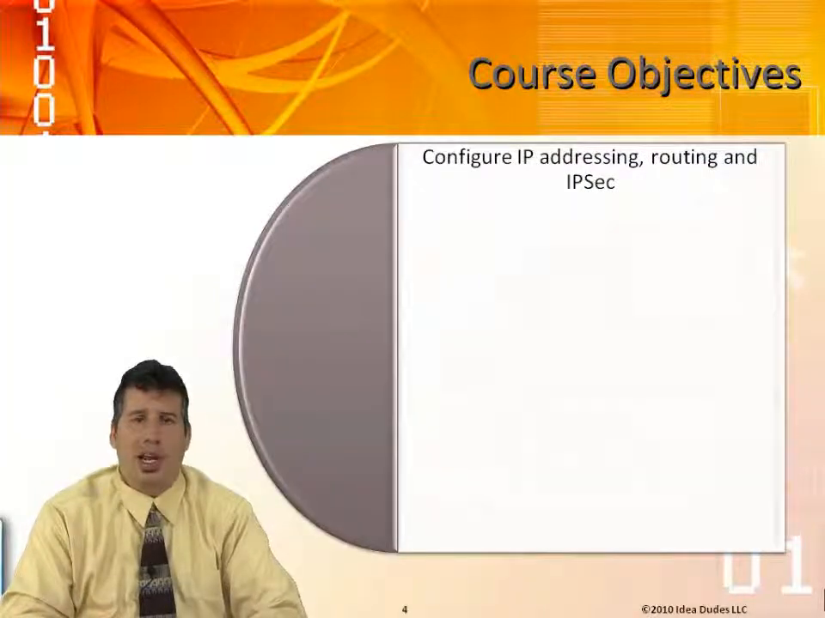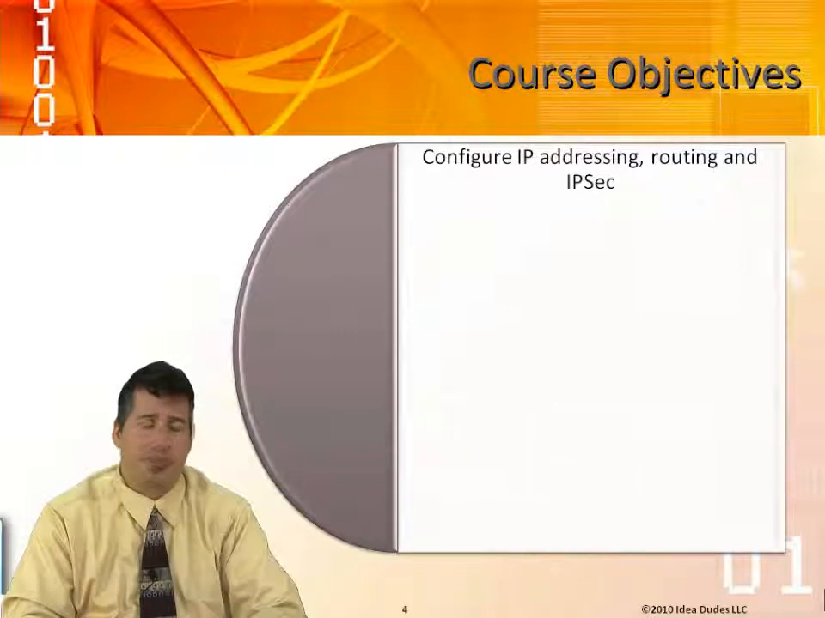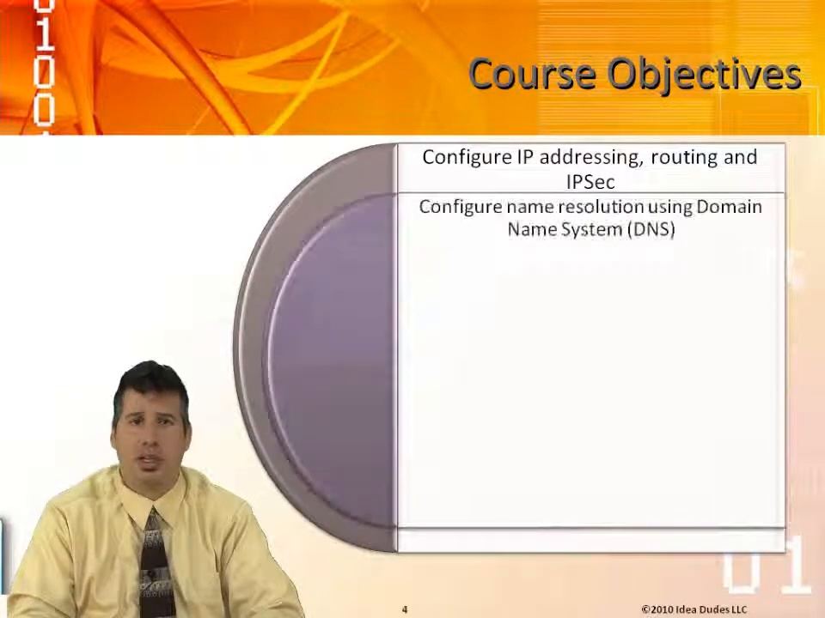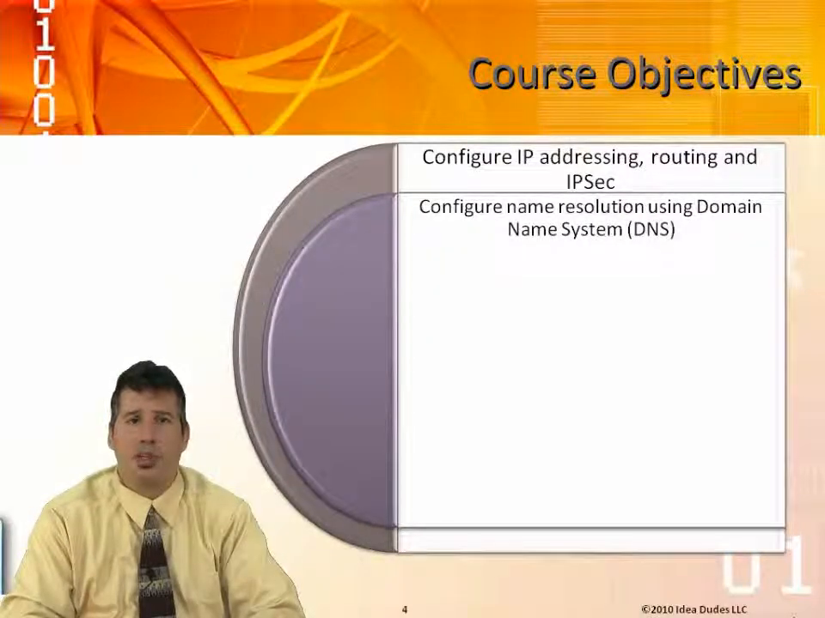So we're going to look at configuring IP addressing, routing, and IPSec. L2TP, the Layer 2 Tunneling Protocol, we can use for VPNs and so forth. Remember, we have the Point-to-Point Tunneling Protocol, PPTP, which was proprietary to Microsoft. Well, we also have L2TP, which uses IPSec and certificates. It also is more secure than PPTP. We'll also be looking at configuring name resolution using the Domain Name System or Domain Name Server.